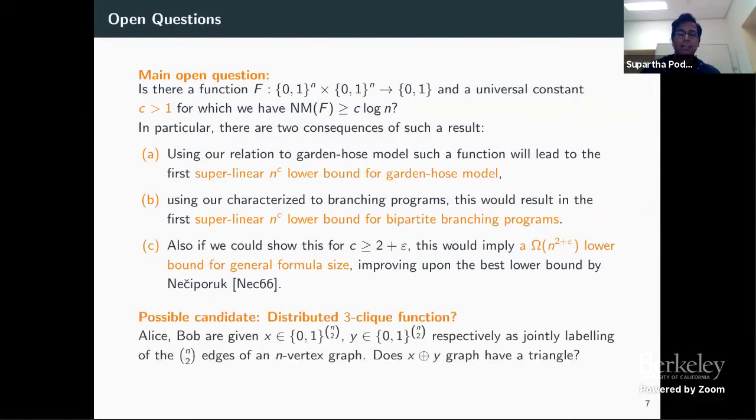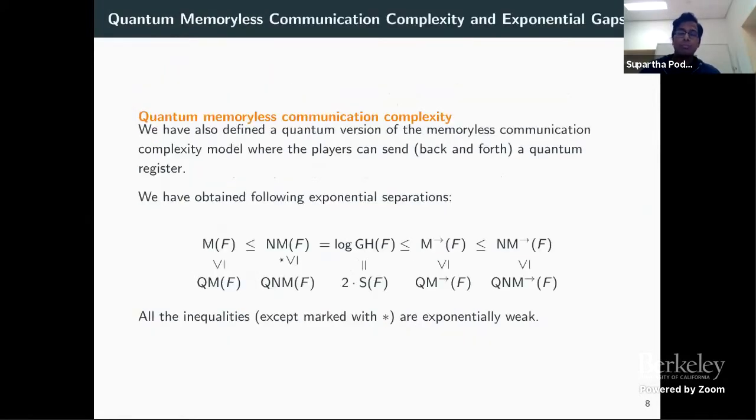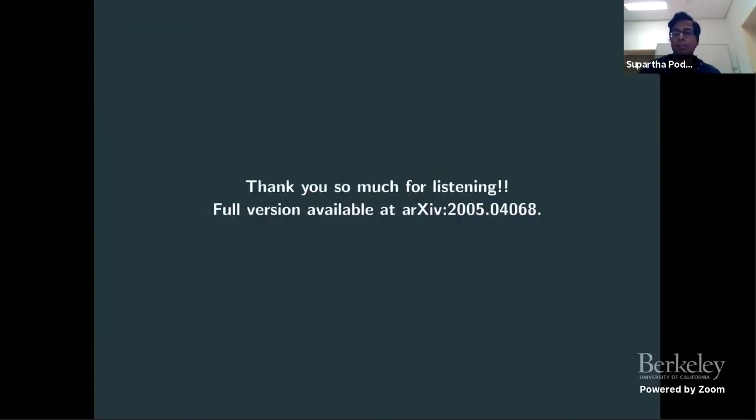So yeah, and we think that for this c strictly greater than 1, one candidate could be this distributed 3-clique function. I would stop here, maybe spending 10 seconds on this: we also defined a quantum version of different variants of the memoryless model, and we could prove an exponential separation between the classical and the quantum counterpart. So yeah, I'll stop here. You can look at this link for the full version. Also the full talk is there.